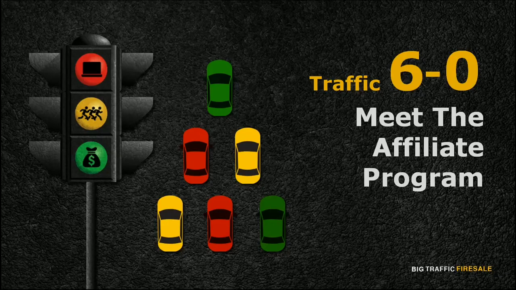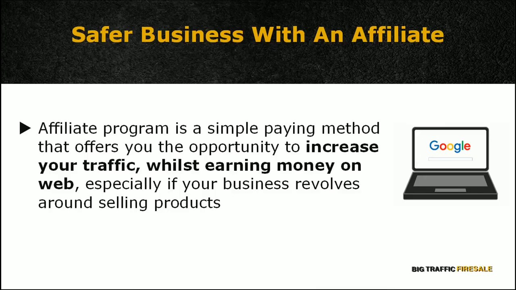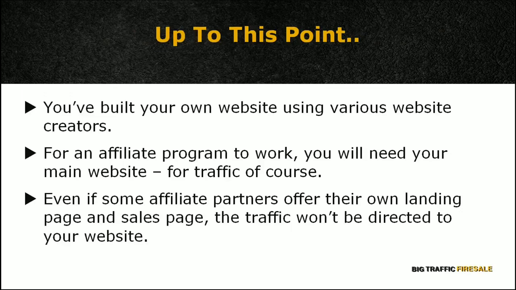In this segment, meet with your next traffic generator, the affiliate program. An affiliate program is a simple paying method that offers you the opportunity to increase your traffic while earning money on the web, especially if your business revolves around selling products. Up to this point, you've built your own website using various website creators such as WordPress.com, Wix.com, or AOL.com. For this affiliate program to work, you need your main website. Even if some affiliate partners offer their own landing page and sales page, the traffic won't be directed to your website, and that defeats the whole purpose of this practice.